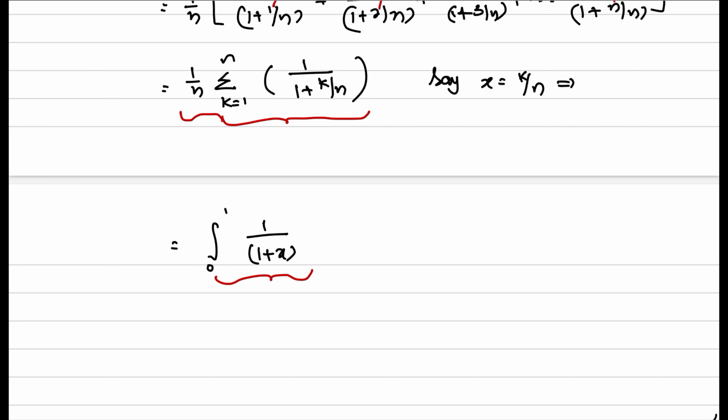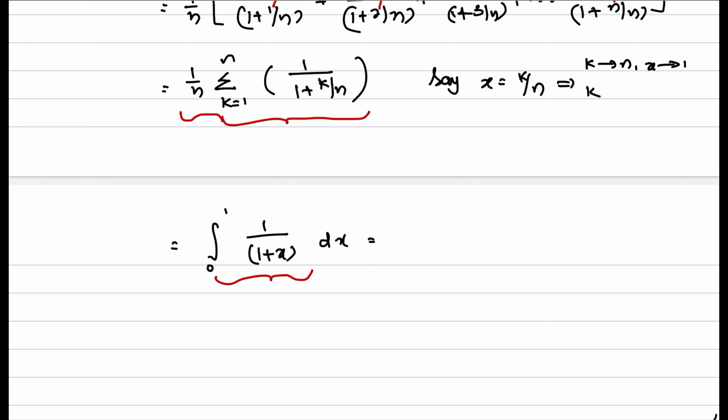Then it will be dx. When x is equal to n, k is equal to 1. When n tends to infinity, x tends to 0. When k tends to n, here what happens? When k tends to n, x tends to 1.